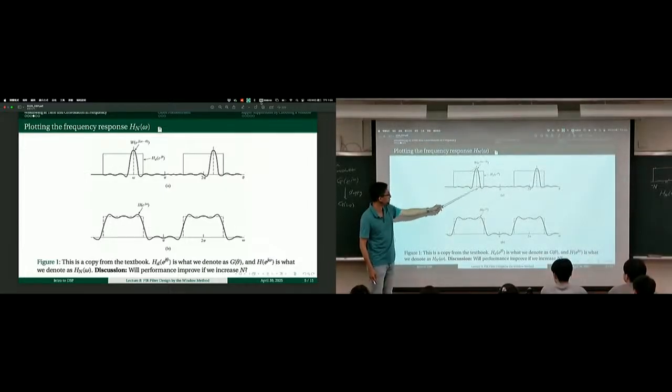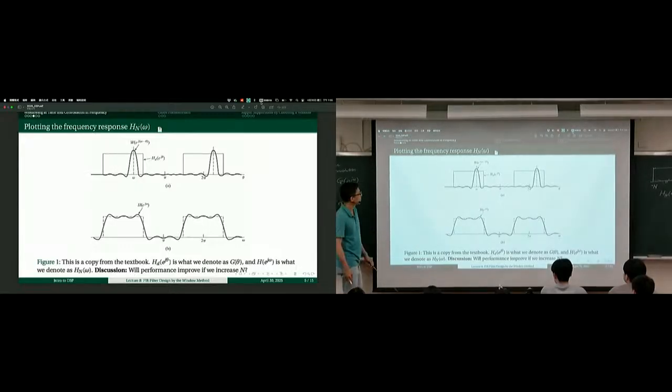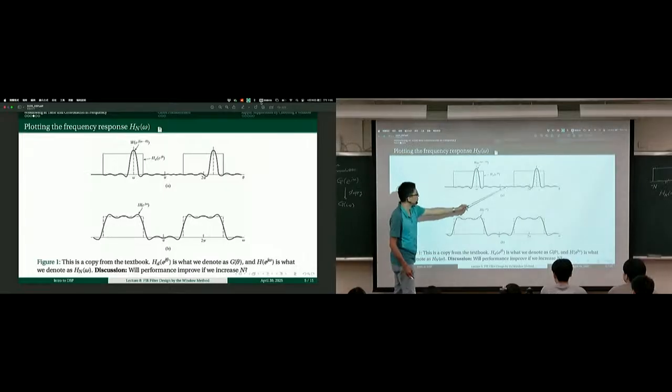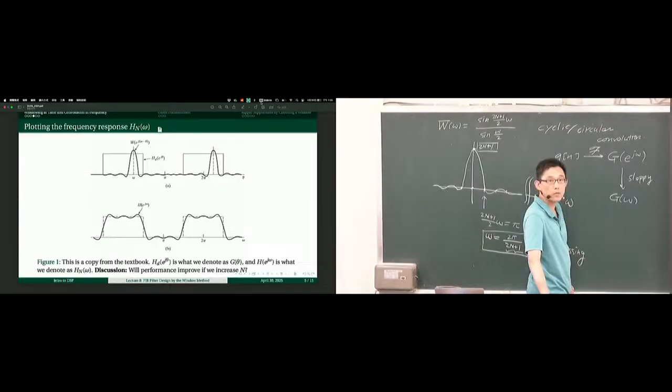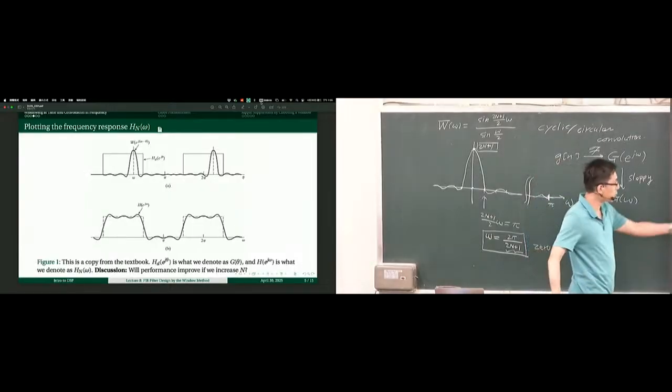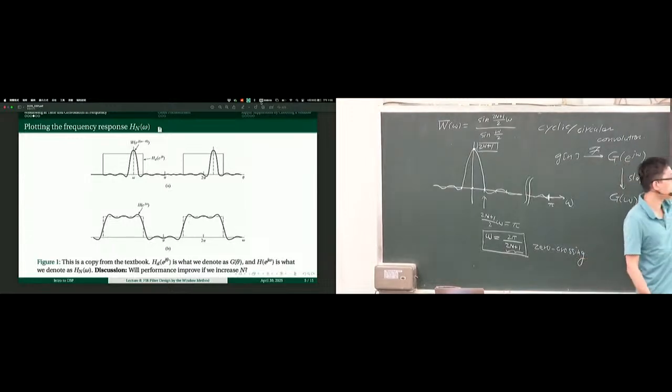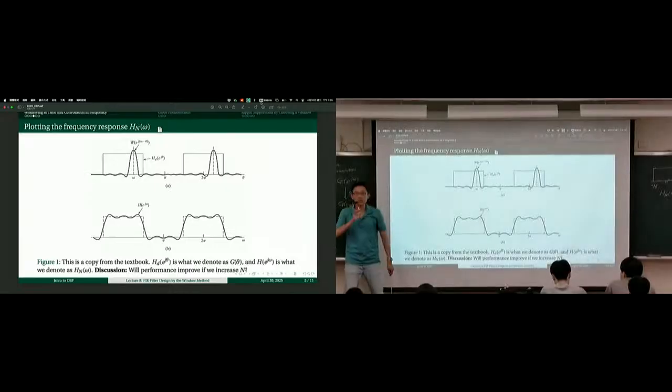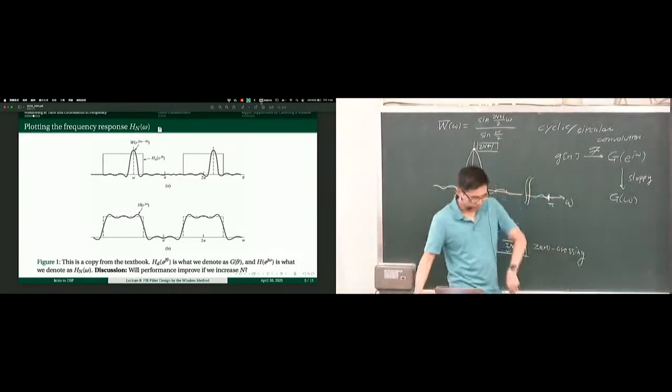So this n looks like 1, 2, 3, 4, 5, 6, 7, 8. It looks like a small n. But now when we increase n, what will happen in the frequency domain? We're talking about making a convolution of the ideal low-pass response with the Fourier transform, which changes as n increases. Shall we take maybe 2 minutes?